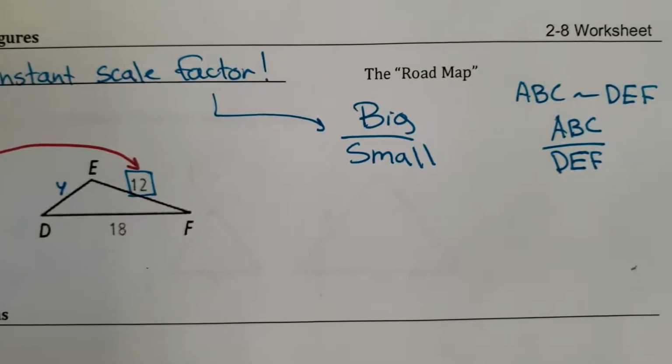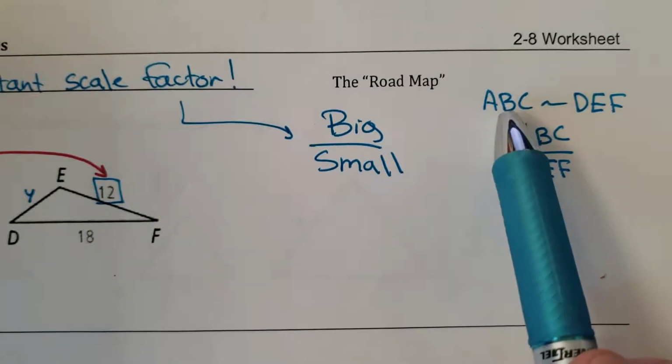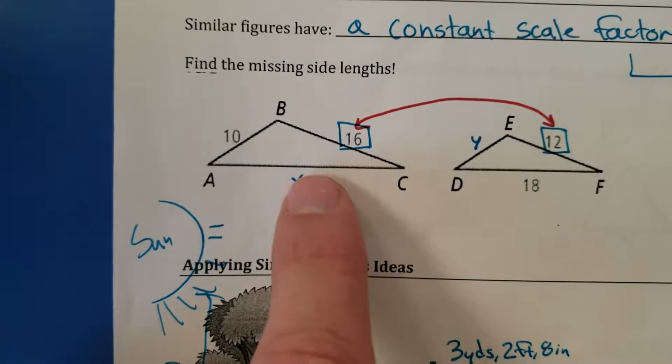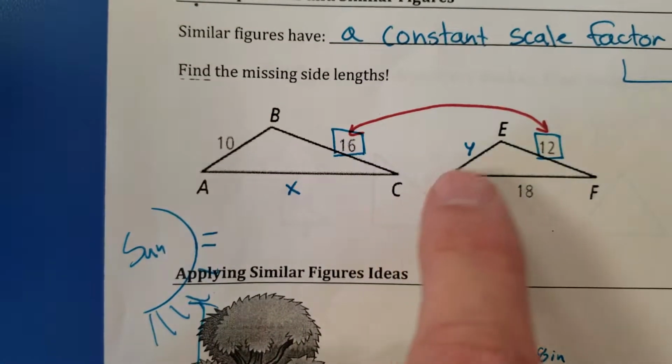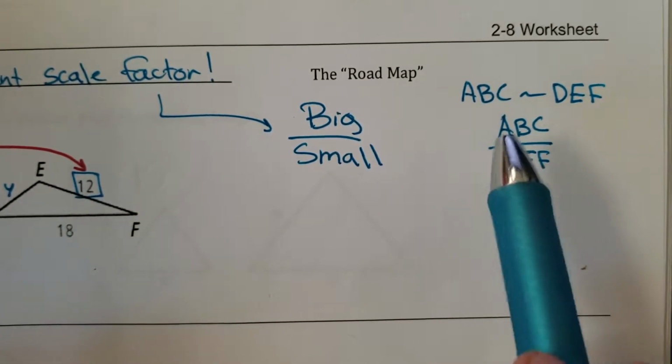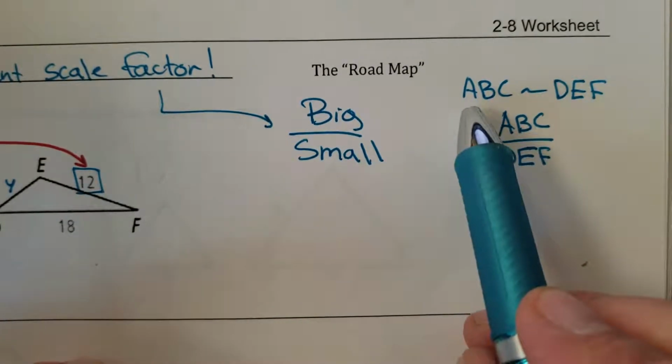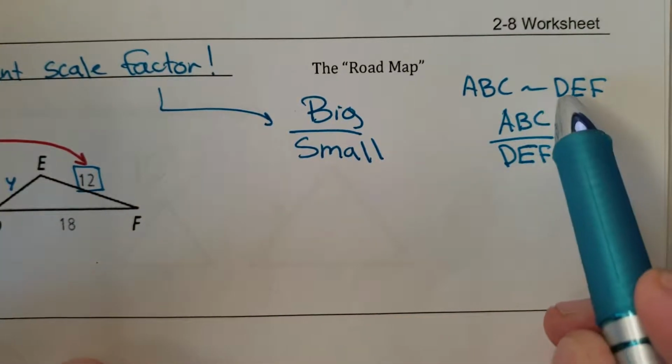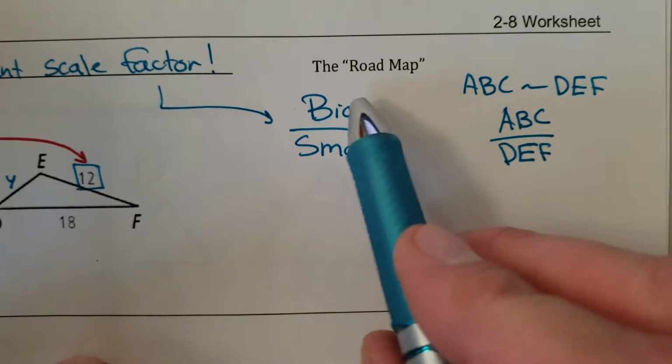There's this thing I also call the roadmap. If you have triangles like I do here, we have A, B, C, and D, E, F. It's going to give you some type of similarity statement. It's going to say, hey, A, B, C is similar to D, E, F. So what you do is this thing called the roadmap.